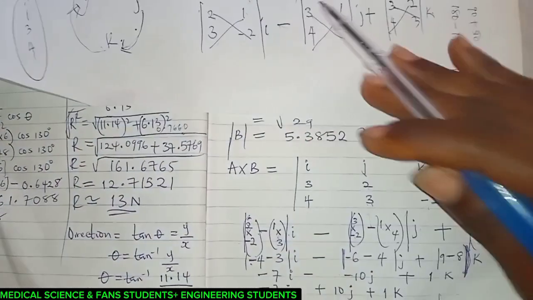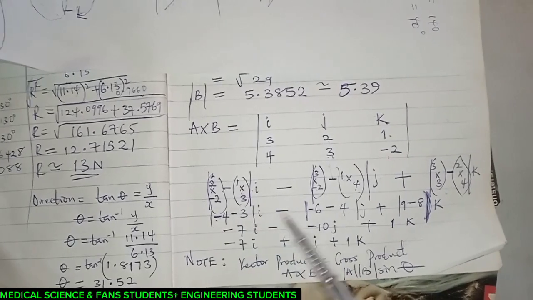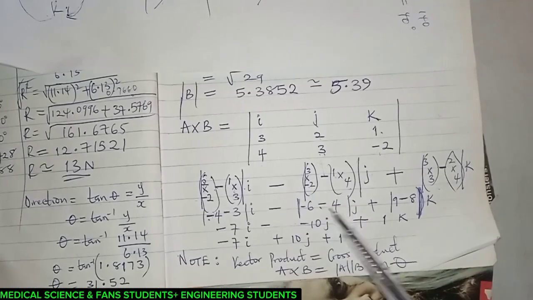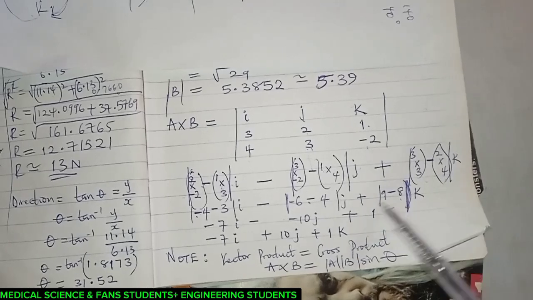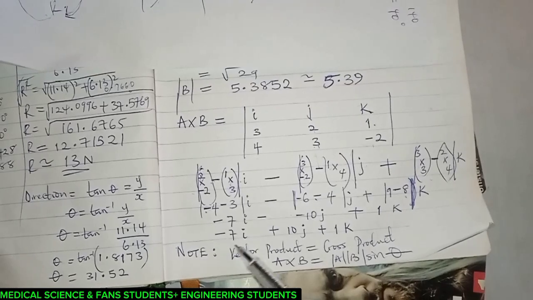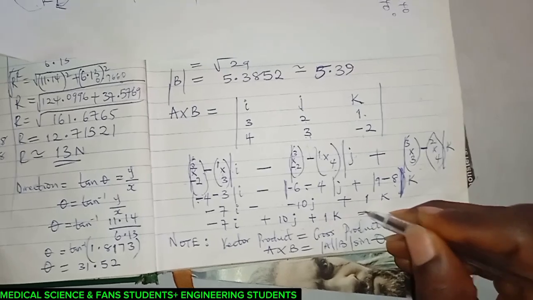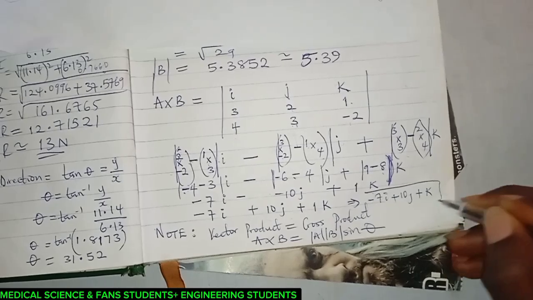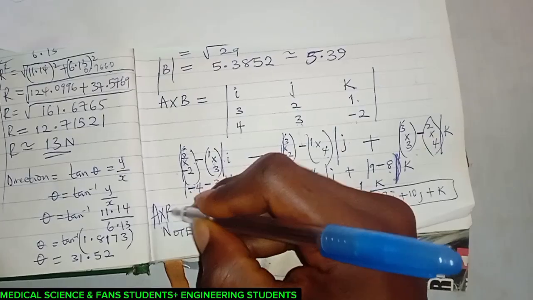So by the time you multiply out, now 2 times 2 is minus 4. Then the minus 3 times 1 is 3. Then 3 times 2 is minus 6. 1 times 4 is 4. Then the minus sign plus 3 times 3 is 9. 2 times 4 is 8 plus. So by the time you add up and subtract, you get 7I plus 10J plus 1K, which is the same thing as saying minus 7I plus 10J plus K. So this becomes your cross product.